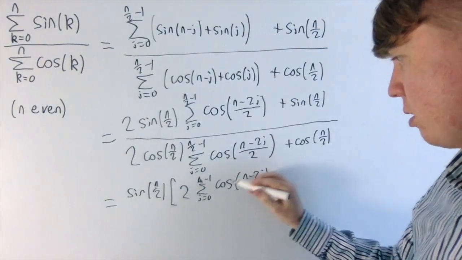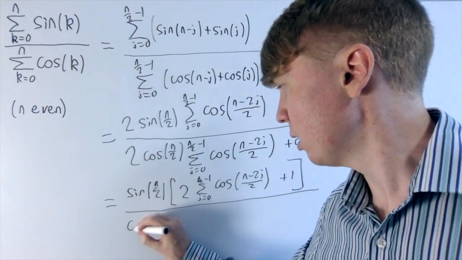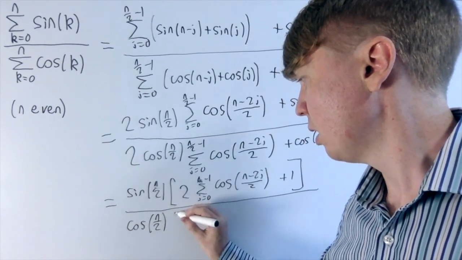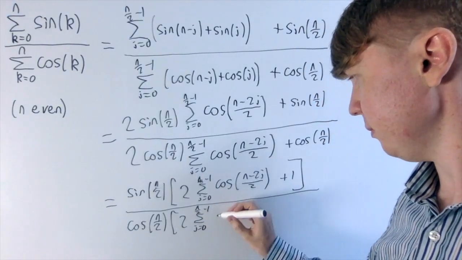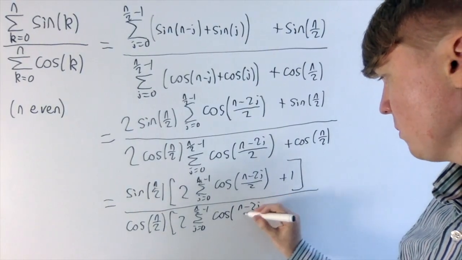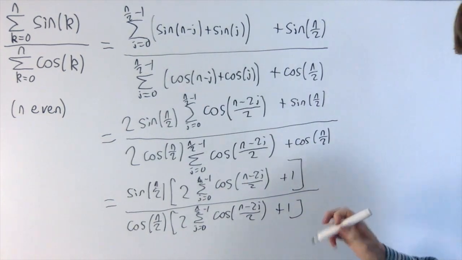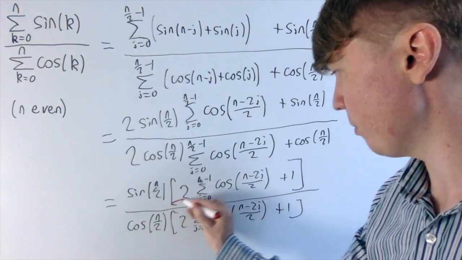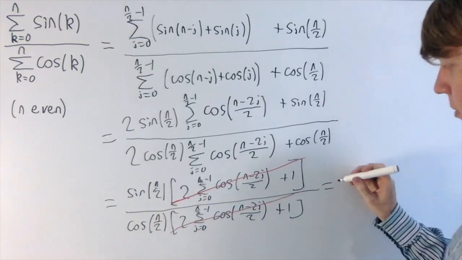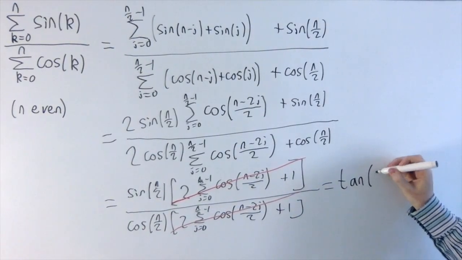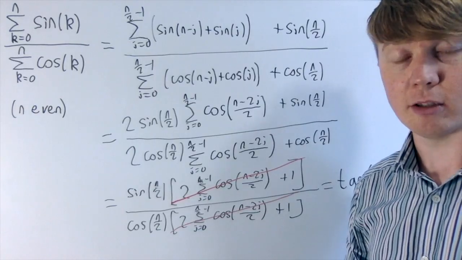So we've got 2 times this sum plus 1. And then in the denominator, you get the same thing, but with cos n over 2. We have 2 times the sum, and then we've still got a 1 left over as well from this cos n over 2 term when we factorised. So this is really nice because now you can see this entire bracket will cancel in the numerator and denominator. And then you're left with sine n over 2 divided by cos n over 2, which is tan n over 2, which is what we were trying to prove. So we've done this for n odd, and we've proven this for n even, so we're done here.